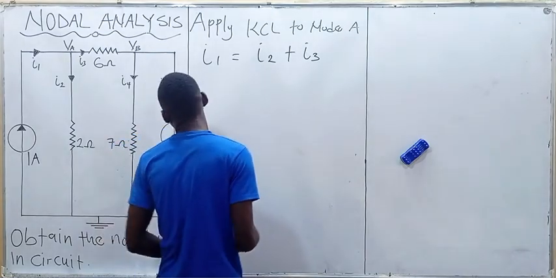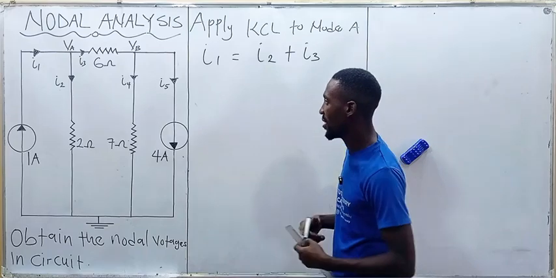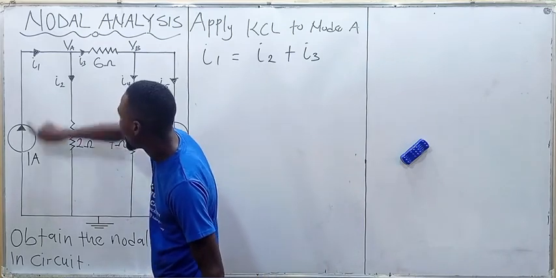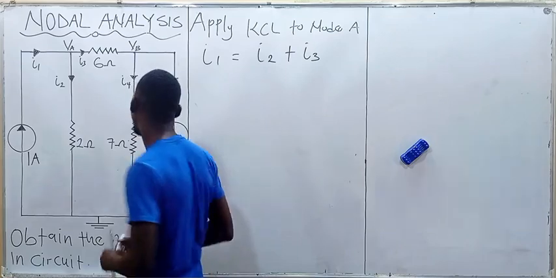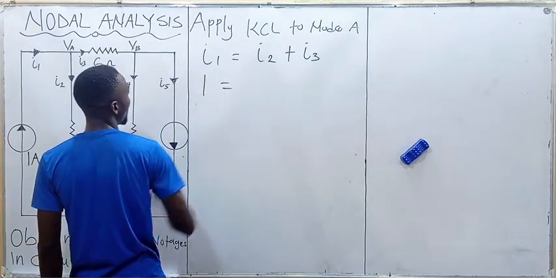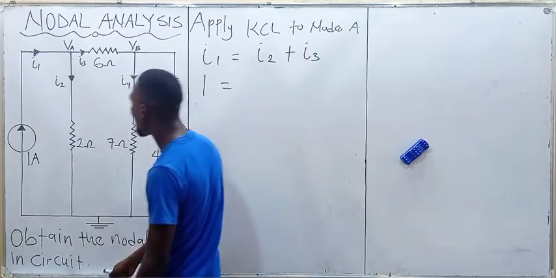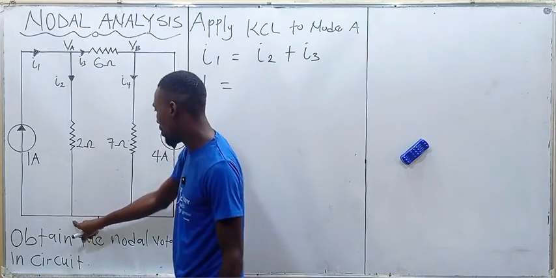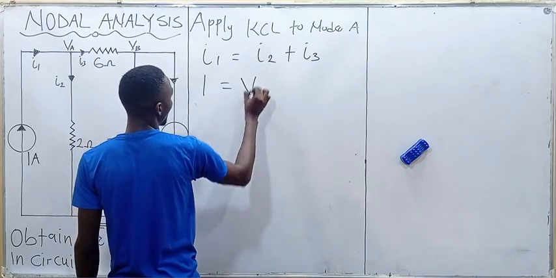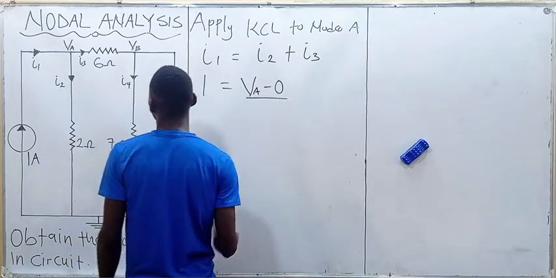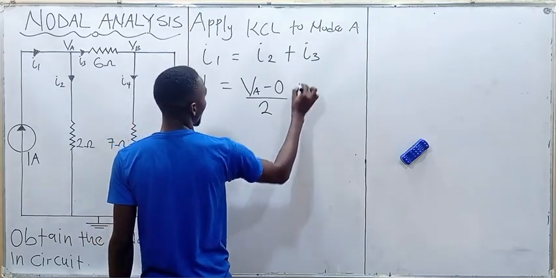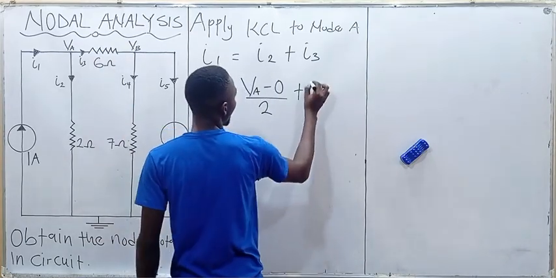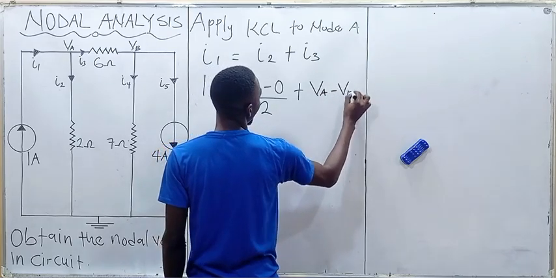And we know that current is voltage over what? Resistance. For I1, it is 1 ampere that is flowing through this branch, so 1 will be equal to I2. I2 is flowing through this branch, and here we have VA minus VO, that is the ground voltage, divided by the resistor, which is 2, plus I3. I3 is the current along this branch, so it's going to be VA minus VB all over 6.